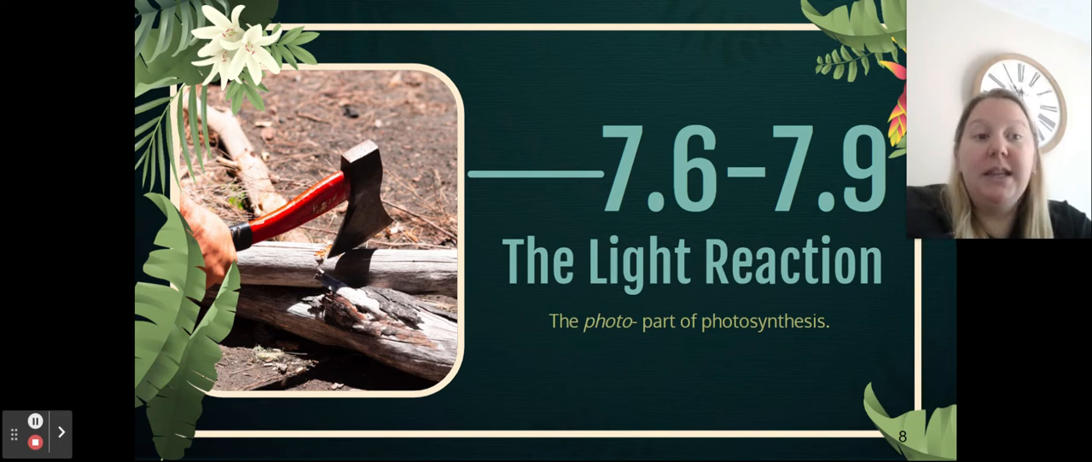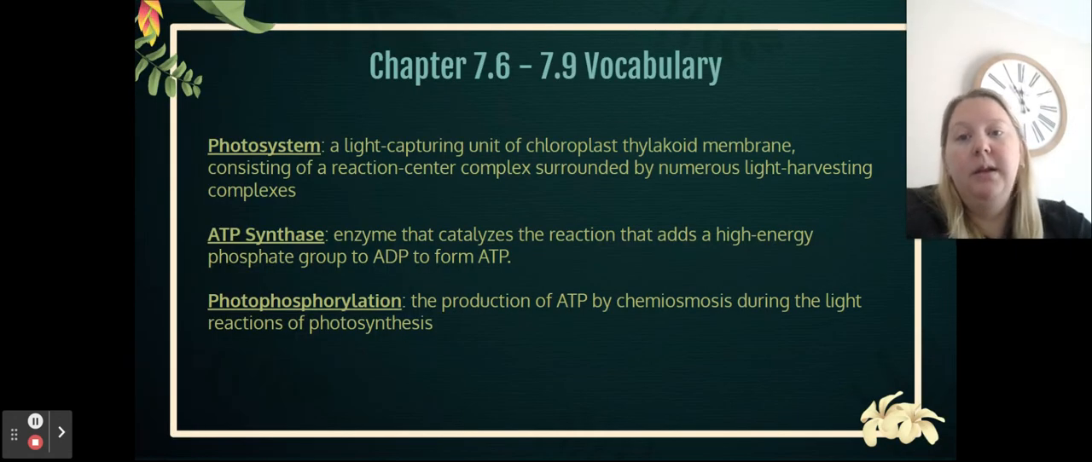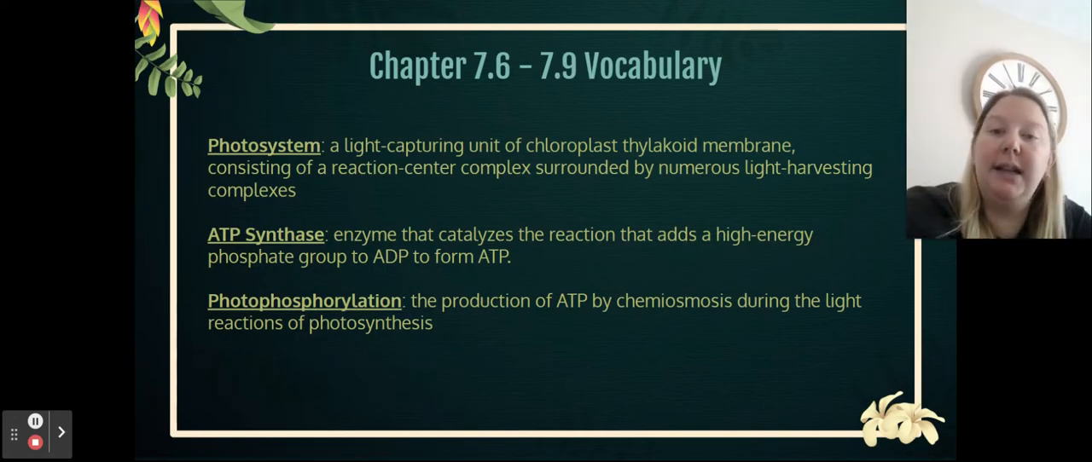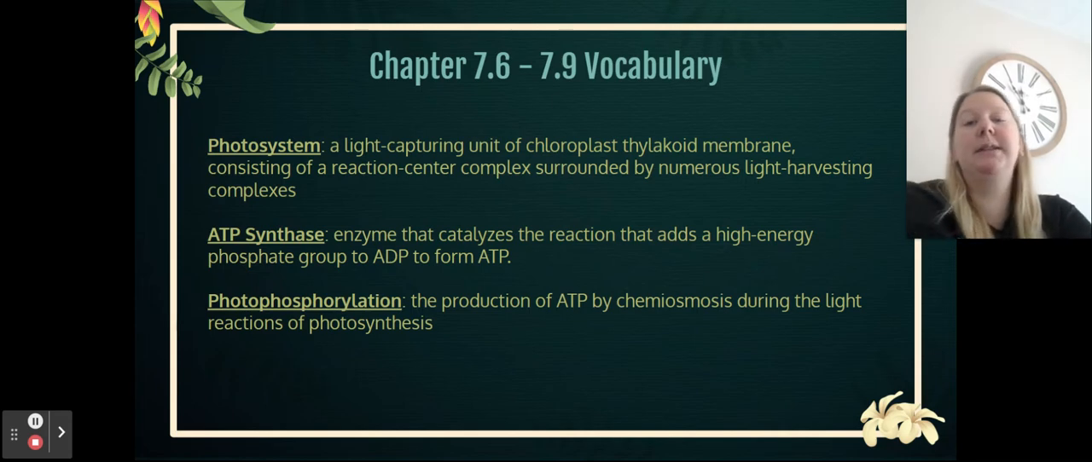The light reaction is the photo part of photosynthesis, photo meaning light. So a photosystem is a light capturing unit of the chloroplast in the thylakoid membrane that consists of a reaction center complex surrounded by numerous light harvesting complexes. ATP synthase is the enzyme that catalyzes the reaction that adds a high energy phosphate group to a molecule of ADP, forming ATP. And photophosphorylation is the production of ATP by chemiosmosis during the light-dependent reactions of photosynthesis.